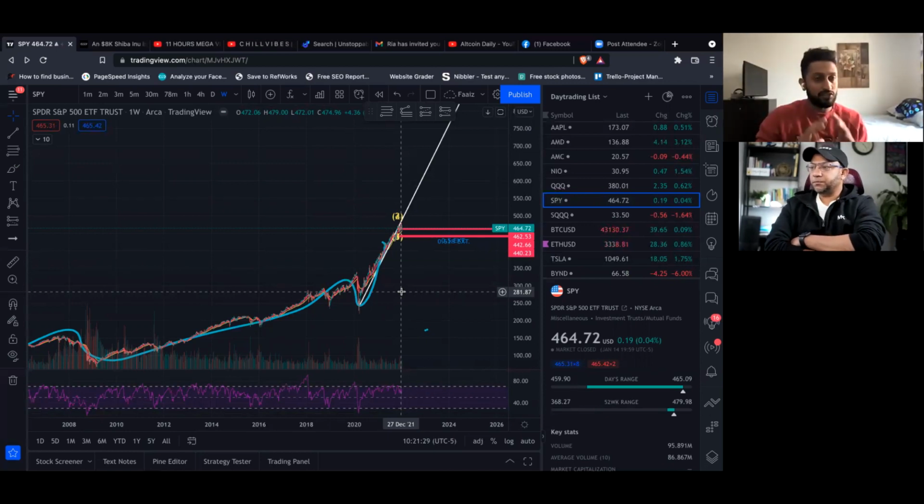It has less to do with technicals, because if it was based solely on technicals, Ethereum should have been above 5,000 by now, right? But it's not. So macroeconomics definitely comes into play.